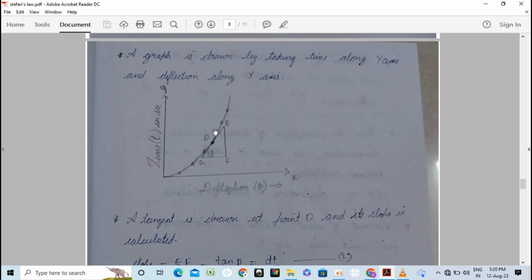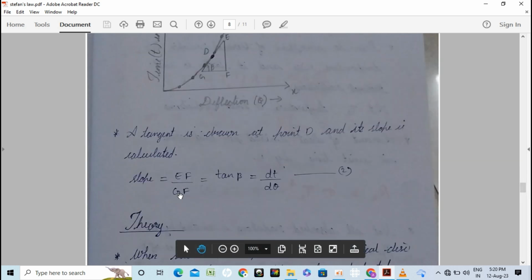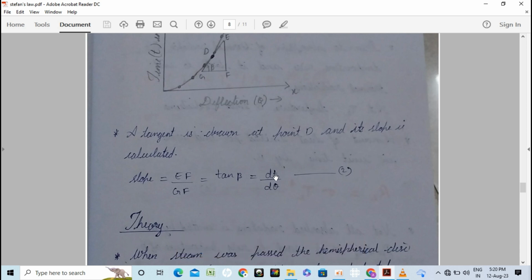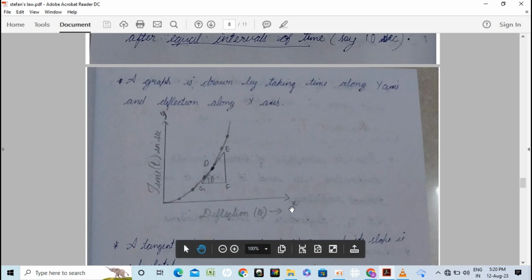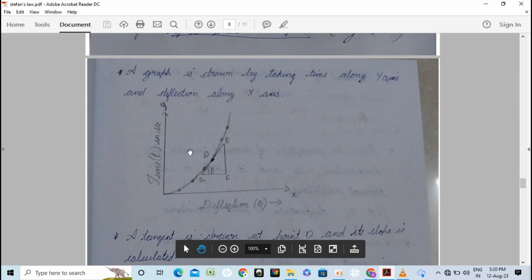So we get a graph like this, and take a point D, draw a tangent through this point D and calculate its slope. Its slope is EF by GF, which is tan beta. It is equal to dt by d theta, where small t is time. We plot the graph by taking time on the y-axis and deflection theta on the x-axis. Time is taken in seconds.